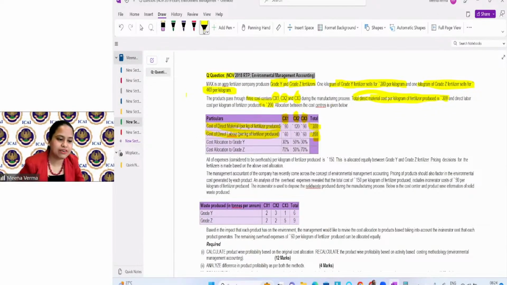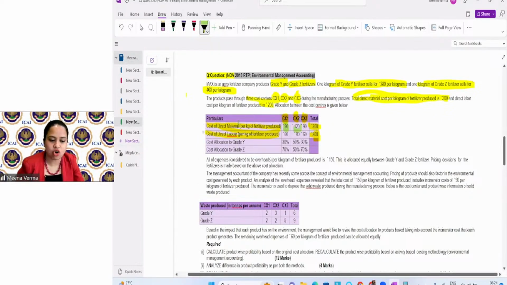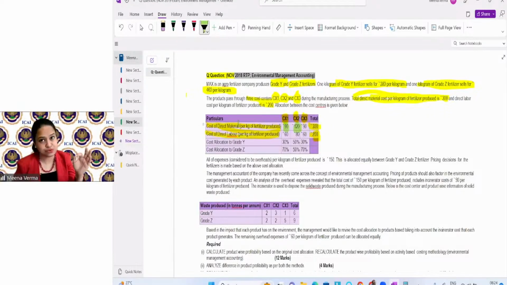You can see they have classified the direct material cost across these 3 cost centers: how much material is required in cost center CX1, how much in cost center CX2, and how much in cost center CX3. This is given here, how much material is required in the respective cost centers. Next, how much labor effort is required in each respective cost center is also given here.